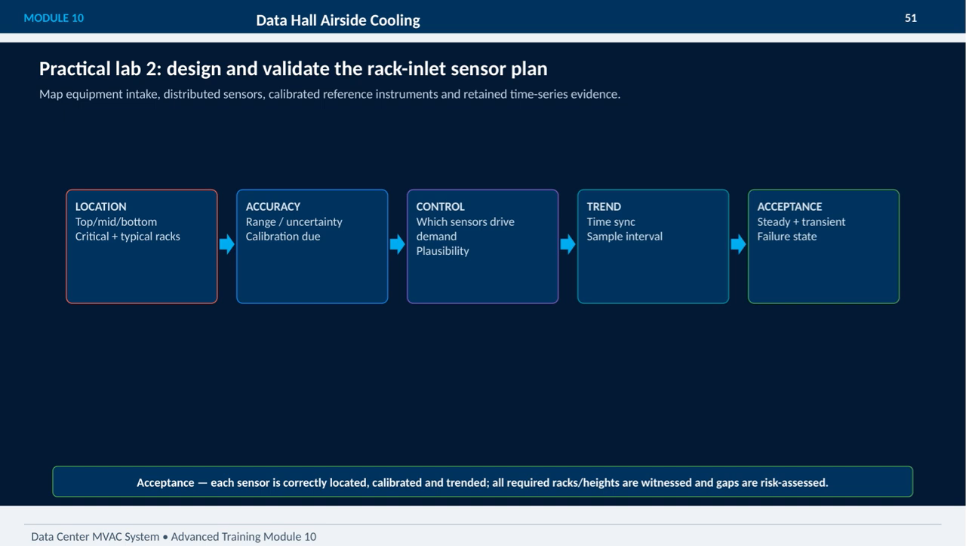We must witness all necessary racks and sensor heights and perform a risk assessment for any measurement gaps, accounting for both steady state and transient conditions, as well as potential failure states. This thorough approach ensures our cooling strategies are based on accurate, actionable data.